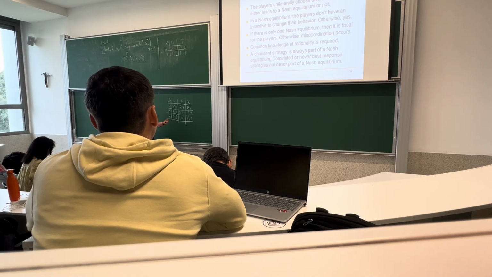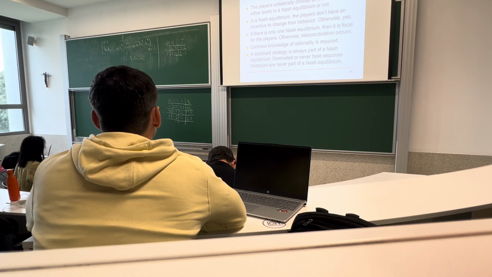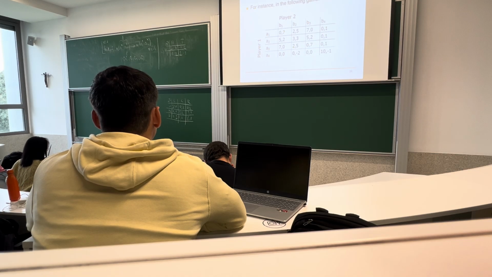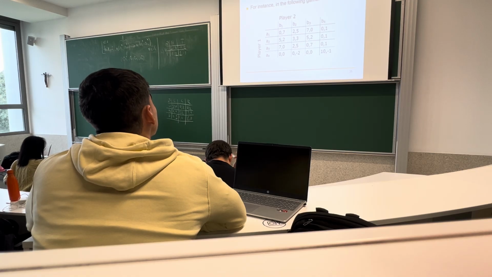You can also start with UC. Both players want to switch. From this C, player 1 goes to M, player 2 goes to R. Sometimes both players can switch. And the dominant strategy will then always be part of the Nash equilibrium. Dominated or never best response strategies are never part of the Nash equilibrium. Which makes sense. Then let's consider this game.